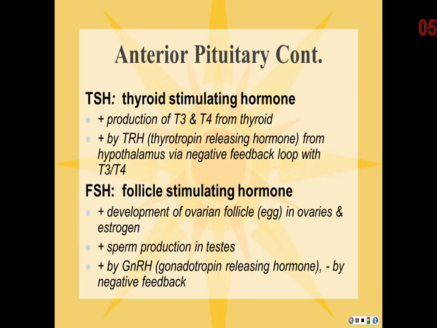TSH is the thyroid-stimulating hormone, which stimulates the secretion and synthesis of thyroid hormones. This is controlled by thyrotropin-releasing hormone, or TRH, from the hypothalamus. FSH is follicle-stimulating hormone and promotes the development of the female ovarian follicle and male follicle for sperm production. This is stimulated by gonadotropin-releasing hormone and is limited by inhibin. This prevents too much sperm production or ovulation of more than one egg at a time.